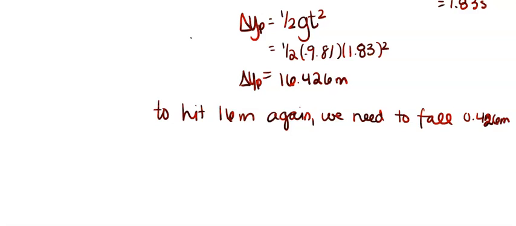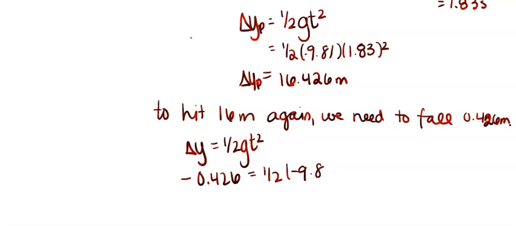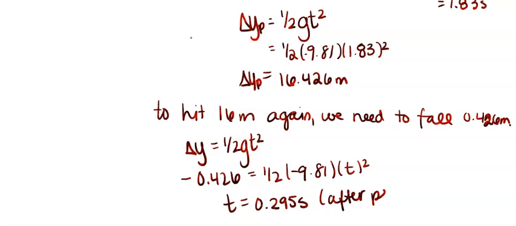So we are going to use that 0.426 meters to calculate the time it took past the peak to fall back down. So our delta y here is going to be 1/2 g t squared. Again, using the peak. So negative 0.426 is 1/2 gravity, and then we're solving for time. And when we do that, we'll ultimately get our time value of 0.295 seconds. So that 0.295 seconds is after the peak.